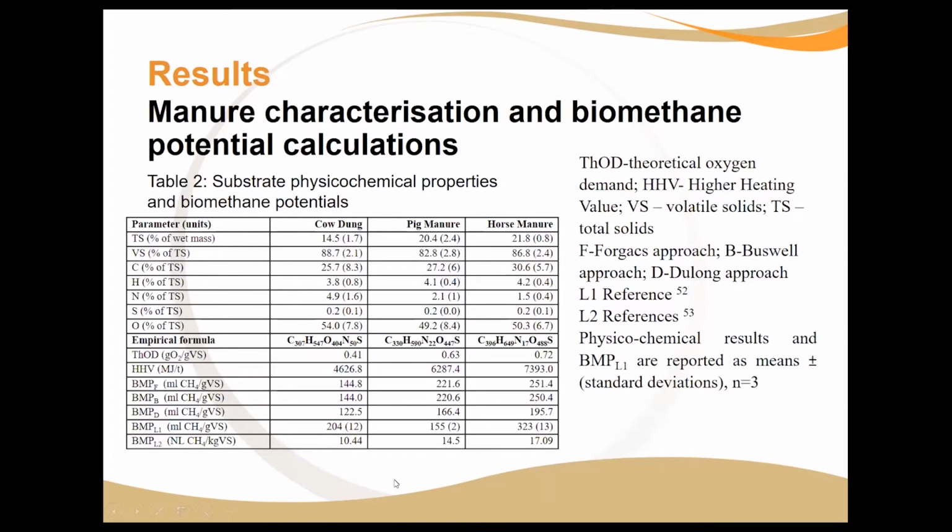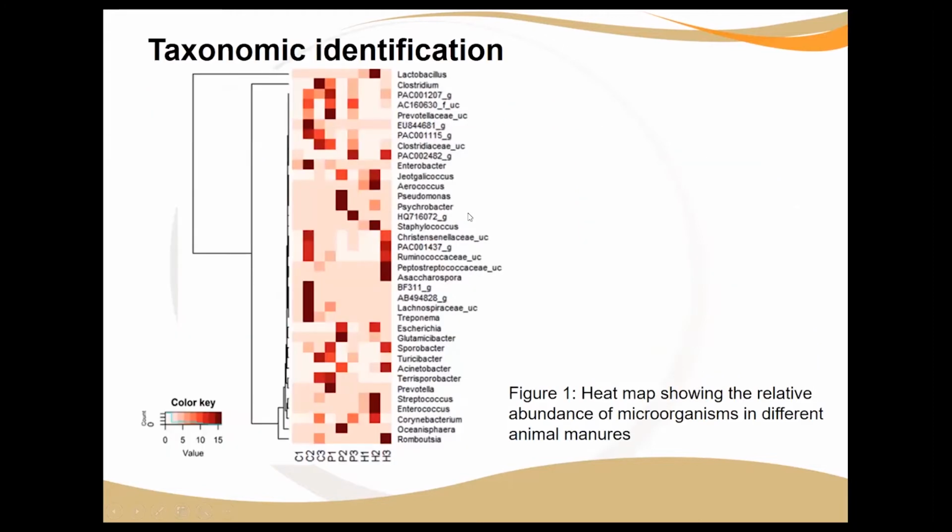These are some of the results. We carried out the BMP, which is the regular thing that most chemical engineers would do before they start the process of digestion. We used various approaches to analyze and carry out this biomethane potential calculation. So we used the DeLong, the Boswell, and the Buswell approach, and they yielded results that were very close to each other, but different for the different organisms and different manure.